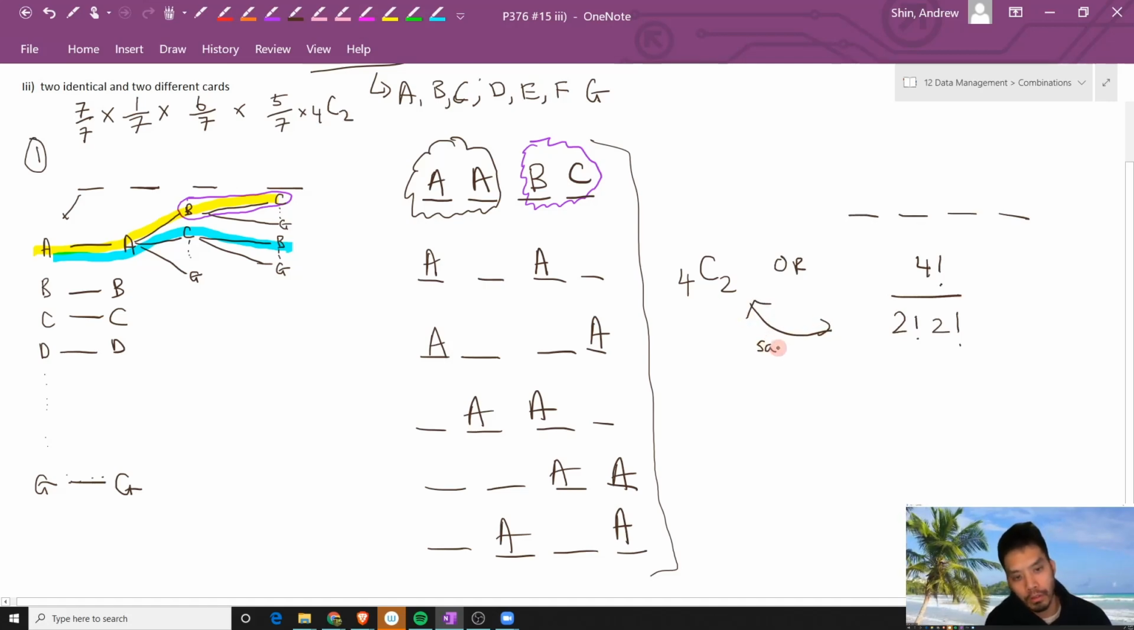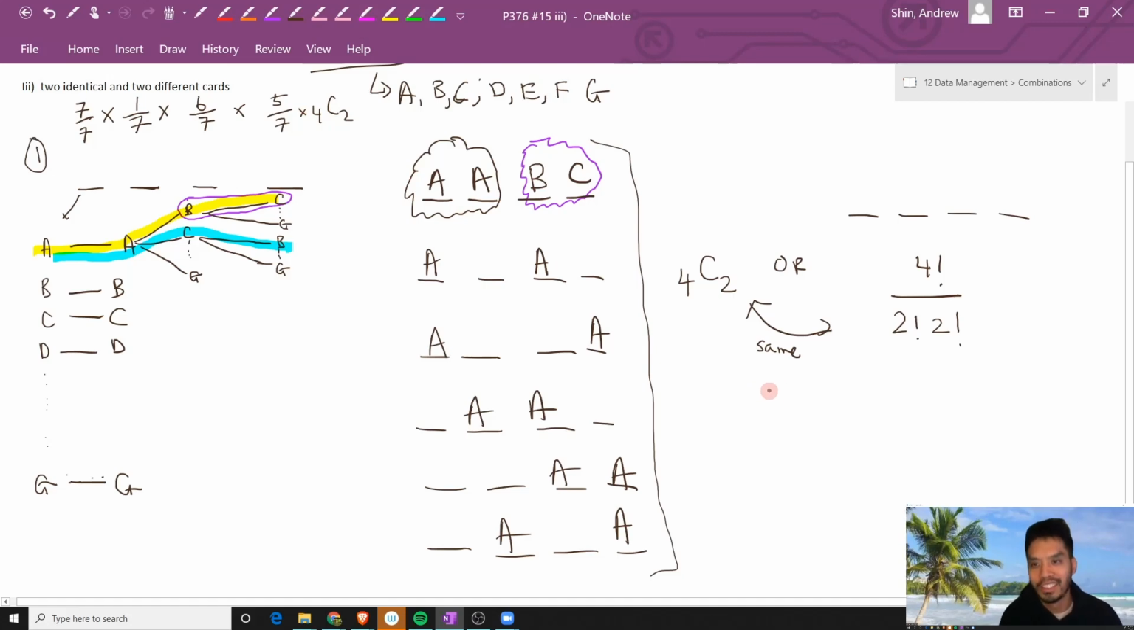Okay, so you can think about it as 4 choosing 2, you're choosing where to put your 2 A's, or you can think about it as 4 separate cards to rearrange, and the fact that 2 of them are identical, you can't switch them around, that's why you can divide by 2 factorial.